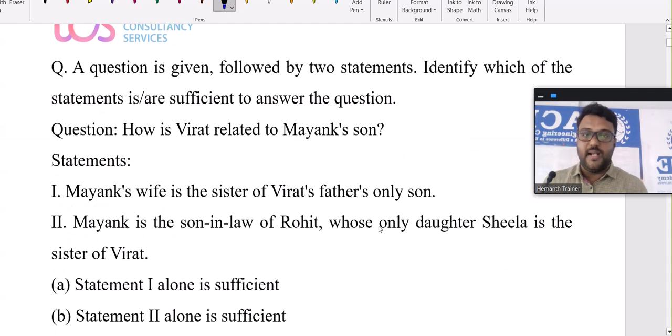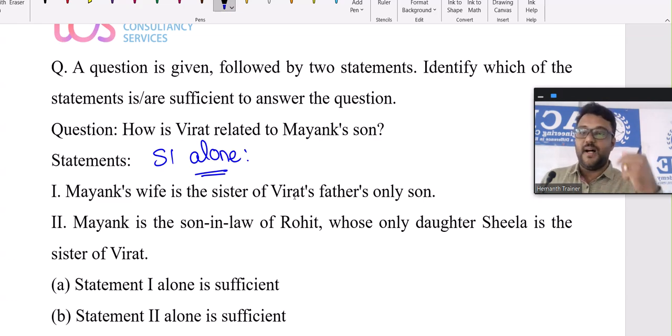Now, how is Virat related to Mayank's son? Is statement 1 alone sufficient? Is statement 2 alone sufficient? First, we always have to try alone. So if we try statement 1 alone, is it possible? Statement 1: Mayank's wife is the sister of Virat's father's only son. Virat's father's only son means Virat, if you consider Virat as male. So Mayank's wife is the sister of Virat.